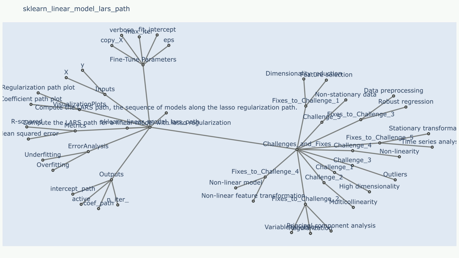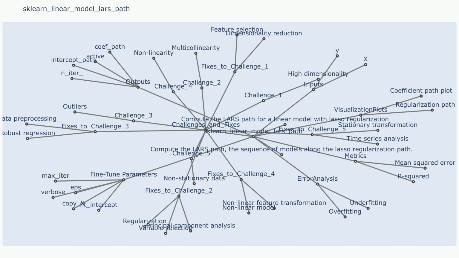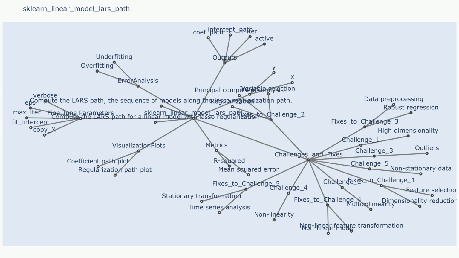Inputs. X. This is the input feature matrix. It should be a 2D array of shape n_samples, n_features. y. This is the target variable. A 1D array of shape n_samples. Outputs. coef_path, a 2D array of shape n_features, n_steps, containing the coefficients of each feature at each step of the LARS path. intercept_path, a 1D array of shape n_steps, containing the intercept of the model at each step. Active.